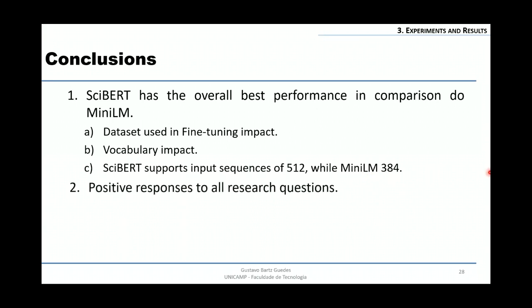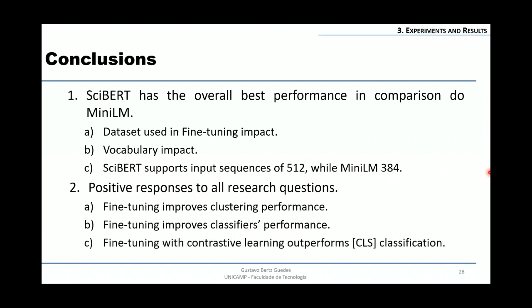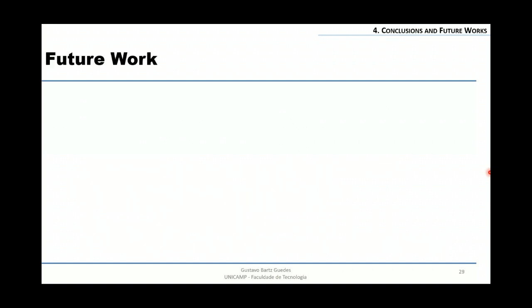And we have positive responses to our research questions. Fine-tuning improves the clustering performance and also improves the classifier's performance. And also, fine-tuning with contrastive learning outperforms the CLS classification, meaning that CLS classification is when we take a deep learning model and train it directly as a classifier instead of using contrastive learning.